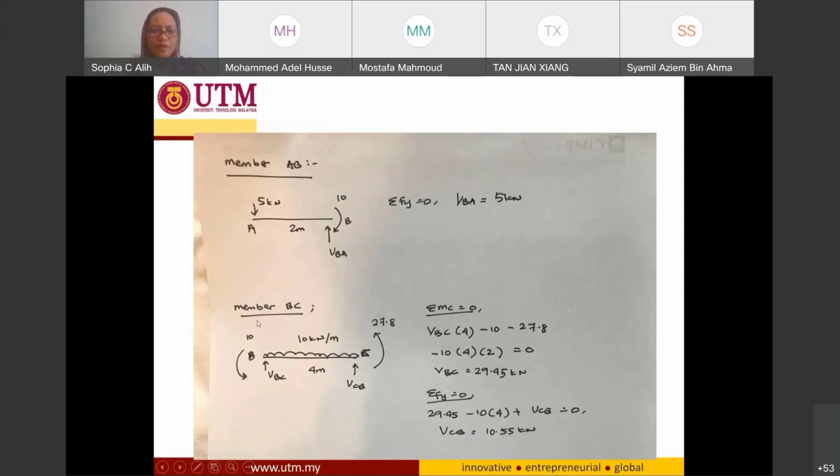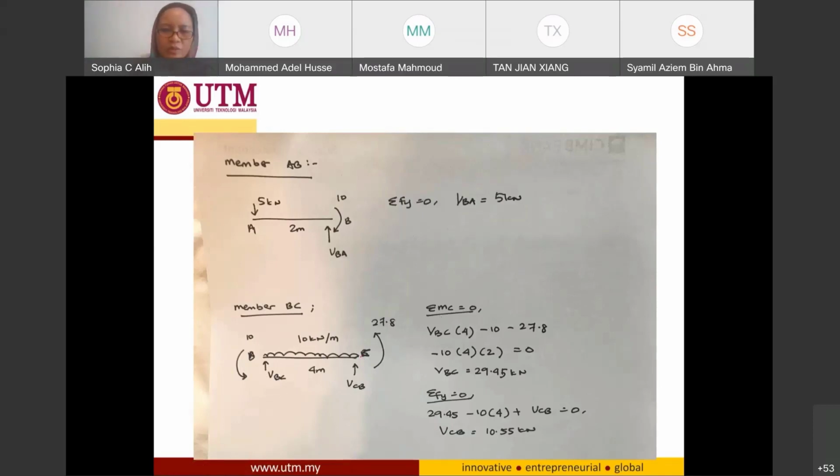And for member BC, I have a 10 kilonewton per meter uniform distributed load, a counterclockwise moment of 10 kilonewton meter, and a counterclockwise moment of 27.8 kilonewton meter. If I give the notation VBC in this direction and VCB in this direction, I can easily find the value of the shear force for BC and CB.